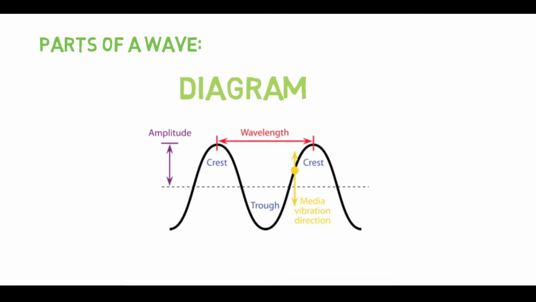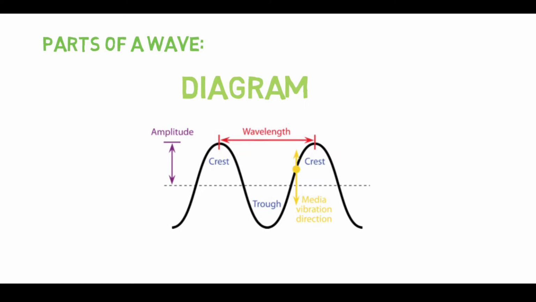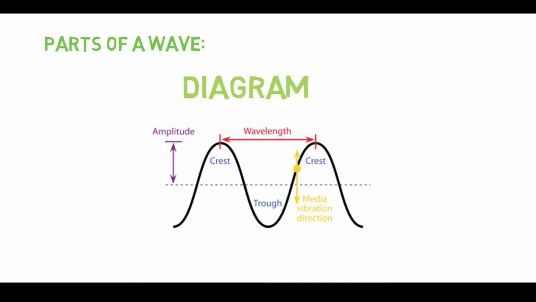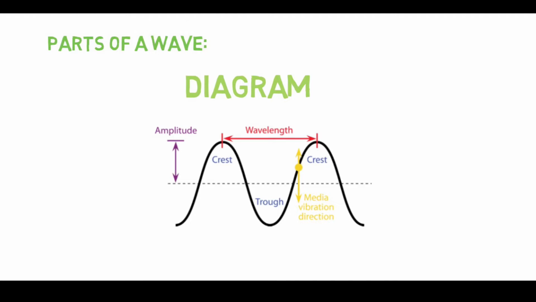Now let's take a look at the different parts a wave has. In the diagram, the dotted horizontal line is called the median line. This line represents the position of the medium when no wave is present. The section of the wave that rises above the undisturbed position is called the crest, and the section that lies below the undisturbed position or median line is called the trough.